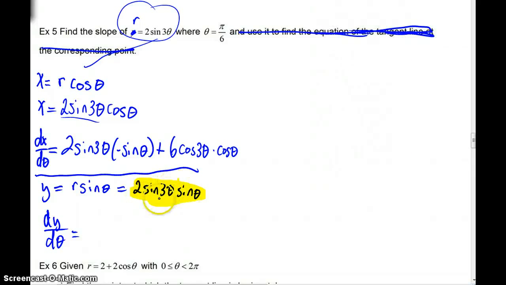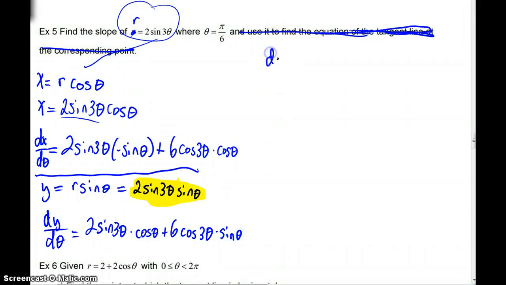Using the product rule here, we'll take the first function times the derivative of the second function. The derivative of sine is cosine. Then we will say plus the derivative of 2 sine of 3 theta. We just did that a second ago, didn't we? That's 6 cosine of 3 theta times that second function, and here we go.